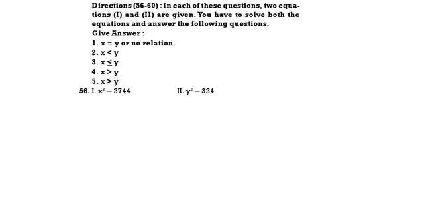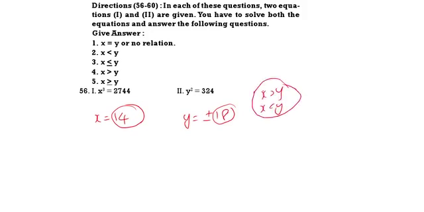In each of the questions there are two equations 1 and 2. You have to solve both 1 and 2, then answer accordingly. Here x cube is equal to 2744, therefore x equal to 14. y square is equal to 324, therefore y is equal to plus or minus 18. So here x is 14, which is less than 18, but 14 is greater than minus 18. So x greater than y is there. Also x less than y is also there. Therefore there is no relation. No relation is the correct answer. See the next question.